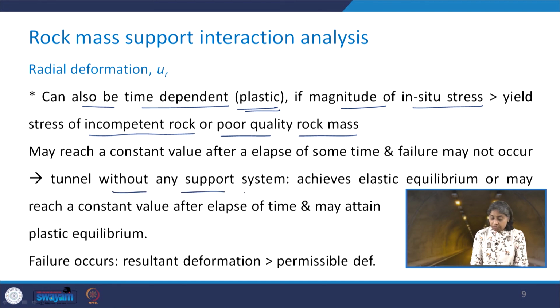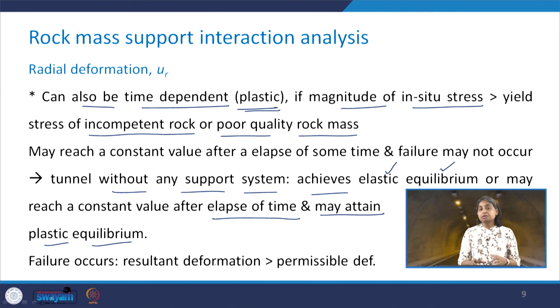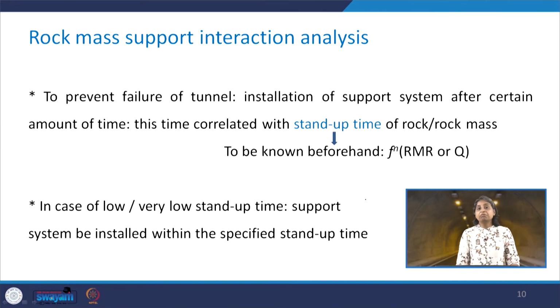So, the tunnel without any support system achieves the elastic equilibrium, or it may reach a constant value after elapse of time and attain the plastic equilibrium. The failure occurs in such a case as the resultant deformation becomes more than the permissible deformation. So, this gives the indication of occurrence of failure. What should we do to prevent the failure of the tunnel? We should install the support system after a certain amount of time.